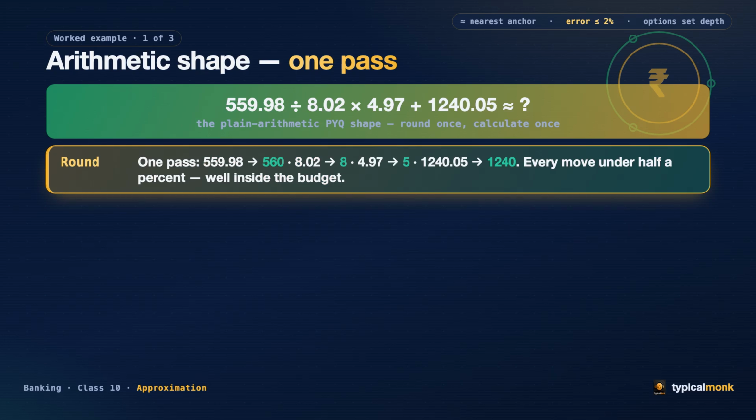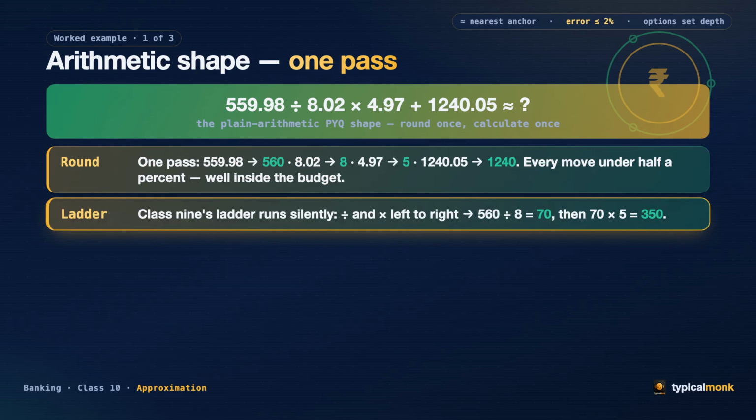559.98 divided by 8.02 into 4.97 plus 1240.05, approximately what? Step 1. Round in one pass. 559.98 becomes 560. 8.02 becomes 8. 4.97 becomes 5. 1240.05 becomes 1240. Every move smaller than 0.5%, comfortably inside the budget.